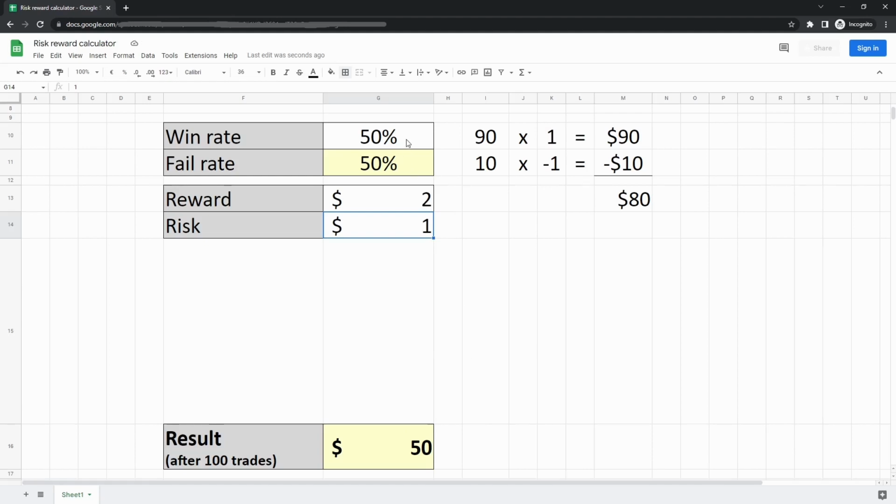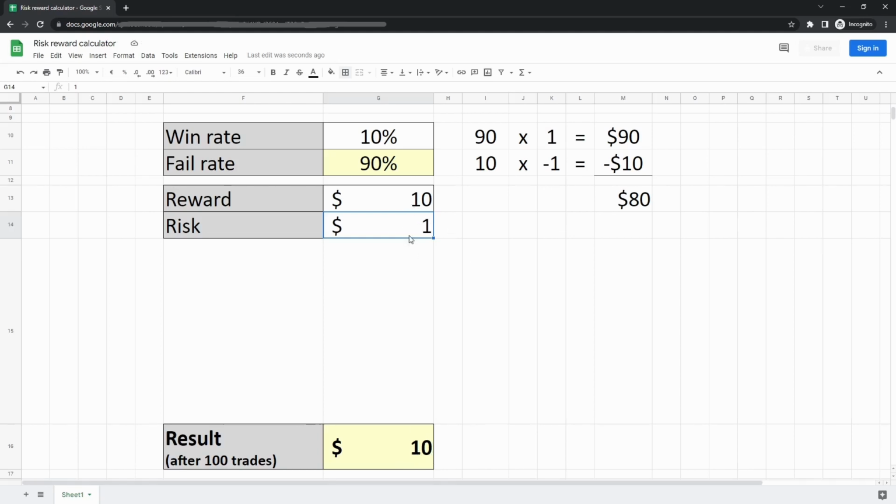And now let's look at an extreme scenario. Imagine that we have a strategy that only wins 10% of the time. It means that it loses trades 90% of the time. In this scenario, we have to go to something like 10 reward to every $1 of risk, at least, to pass the break-even point and start getting some profit.